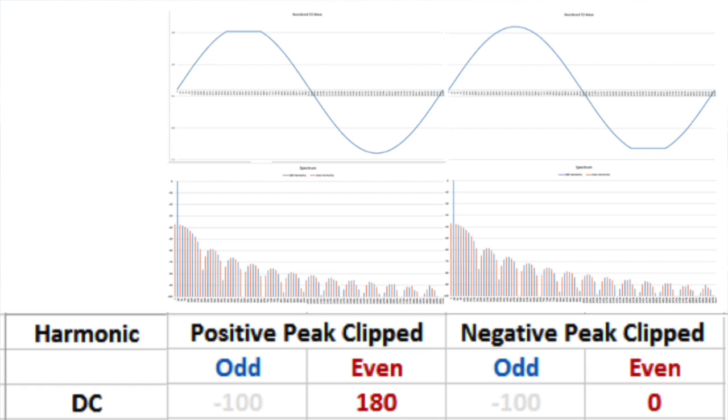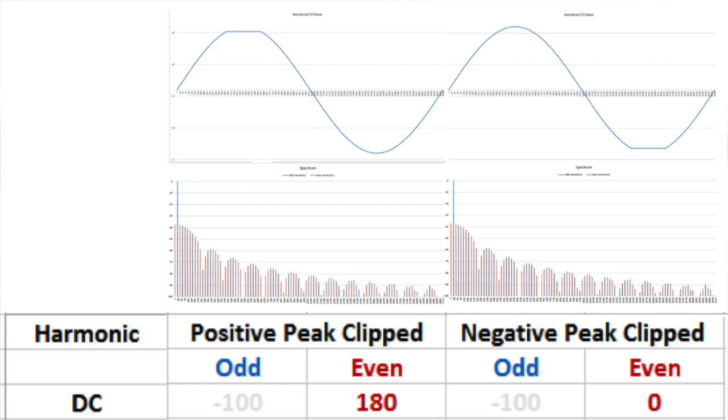Here I'm clipping a sine wave at 66.8 degrees on the upper peak, and there's the time domain wave, and you can see the spectrum, and it has 13 humps. And that's the one I use in distortion.